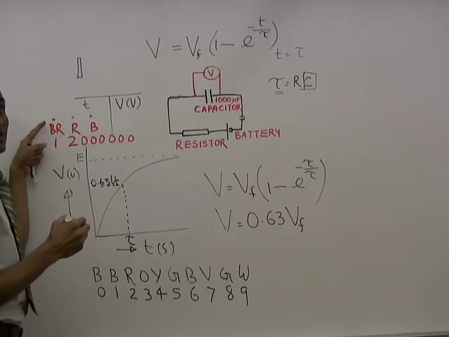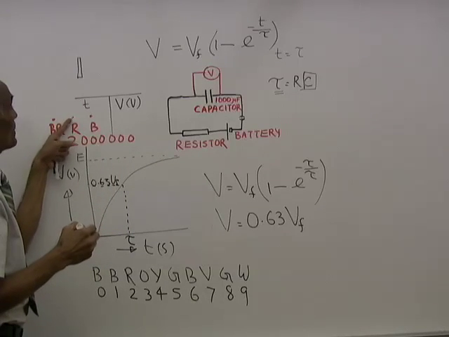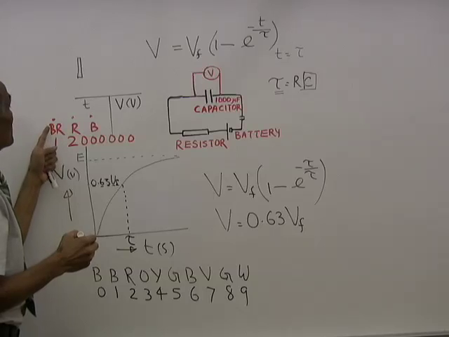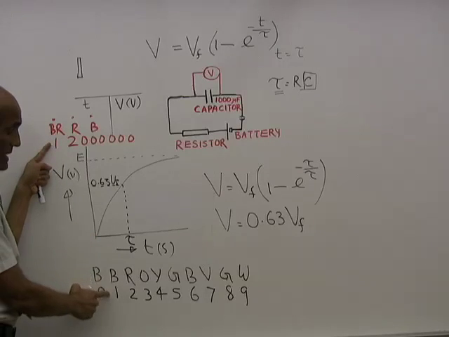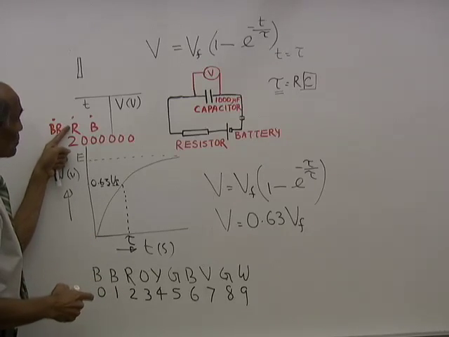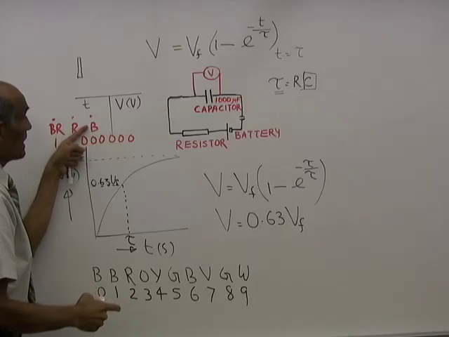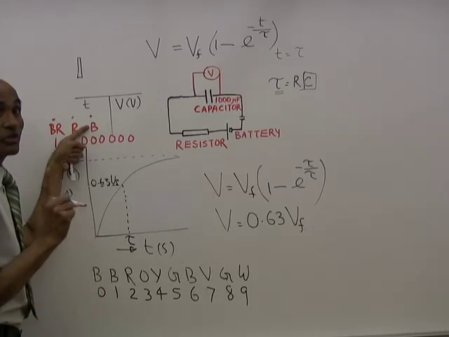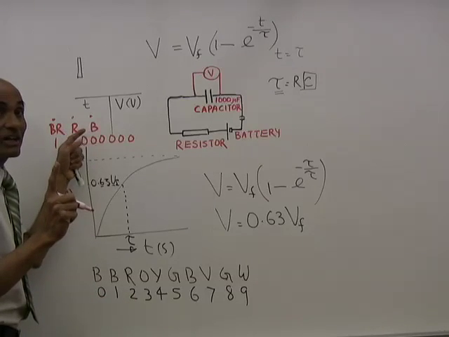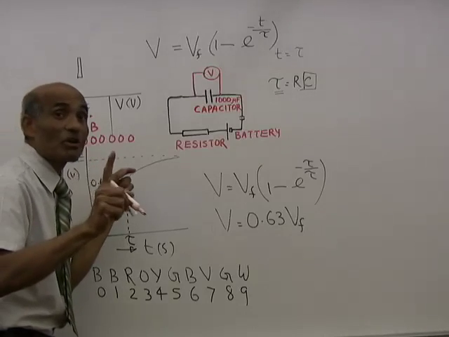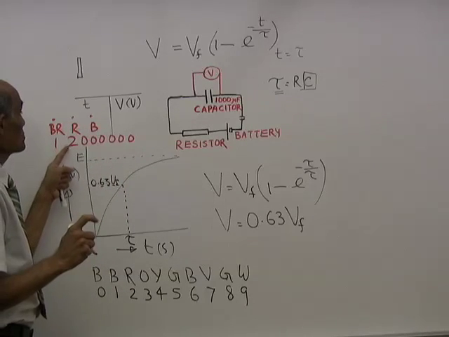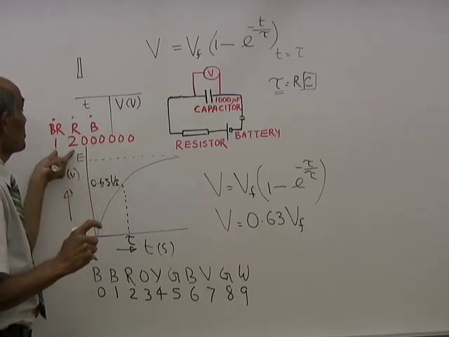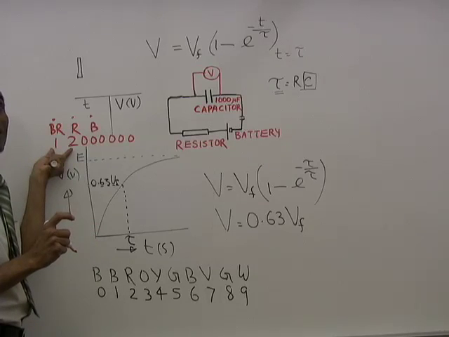So if the resistor reads brown, red, blue, brown corresponds to 1, red corresponds to 2, and blue corresponds to 6. The third color tells you how many zeros to add. So 1, 2, followed by 6 zeros. That resistor will be 12 million.